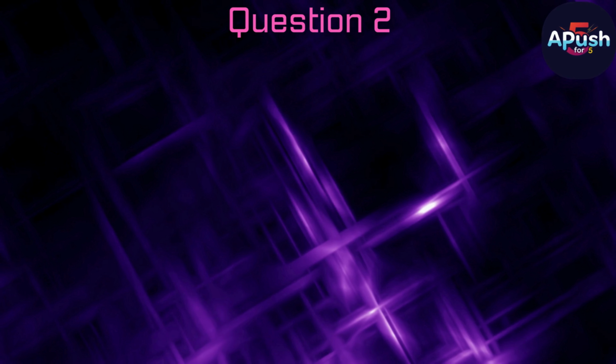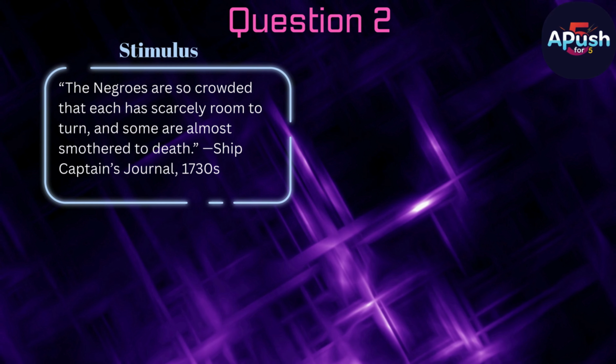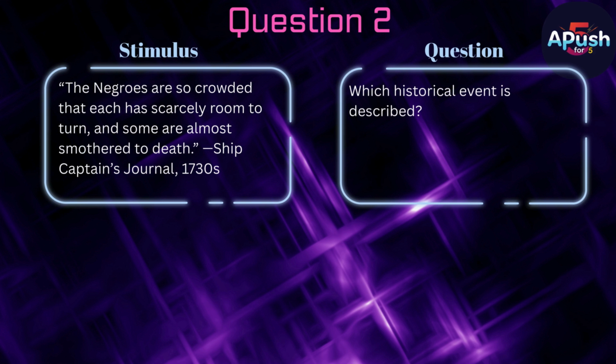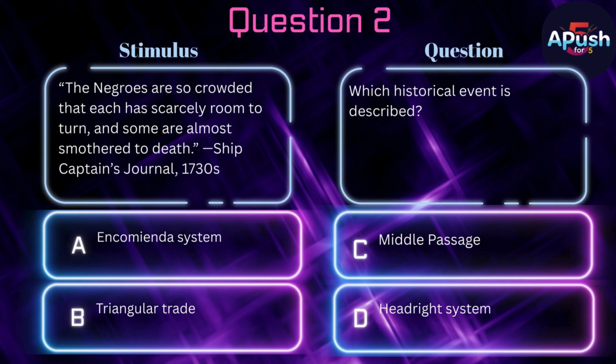Question 2. Stimulus. "The Negroes are so crowded that each has scarcely room to turn, and some are almost smothered to death." Ship Captain's Journal, 1730s. Question. Which historical event is described? A. Encomienda system. B. Triangular trade. C. Middle passage. D. Headright system.